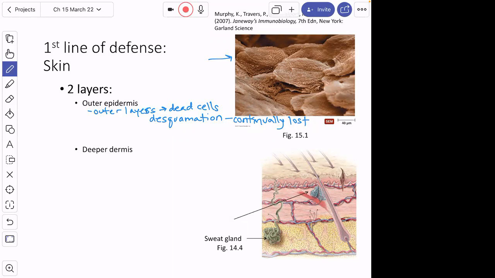Okay, so the outer epidermis also, we'll say, has many layers of tightly packed cells. All right, so many layers, the outer layers are dead. Deeper into the dermis, lots of defenses there.